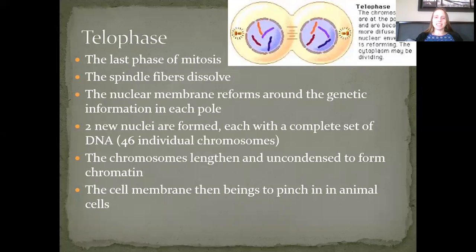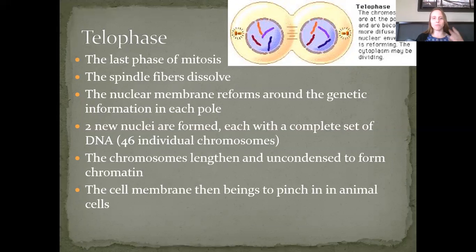Then telophase is the last phase of mitosis. These spindle fibers will dissolve, and you'll have nuclear membranes reform around the groups of single-stranded chromosomes that are now on either pole. Each nucleus will reform around 46 chromosomes. When they were lined up across the middle, you had 46 double-stranded chromosomes. Now you have two groups of 46 single-stranded chromosomes.